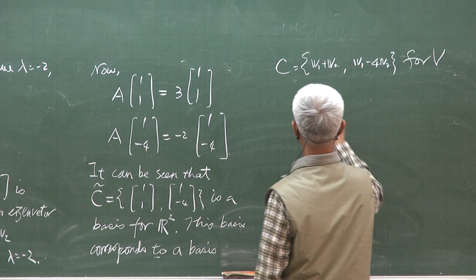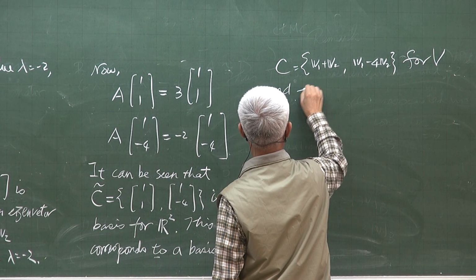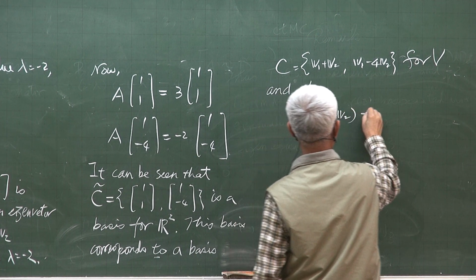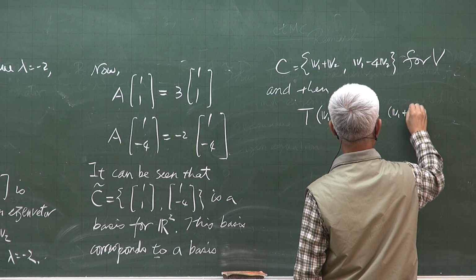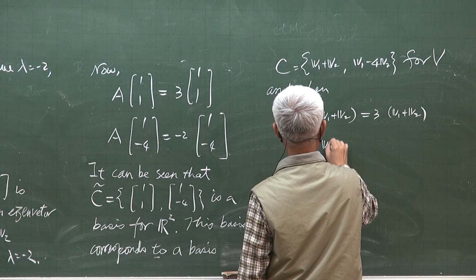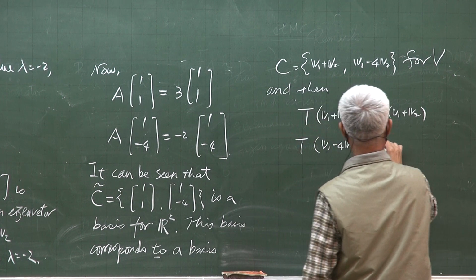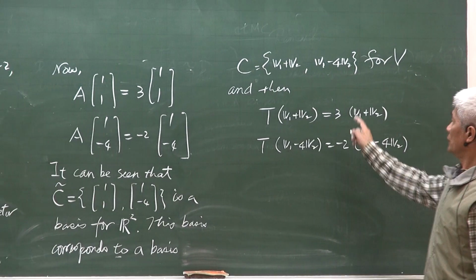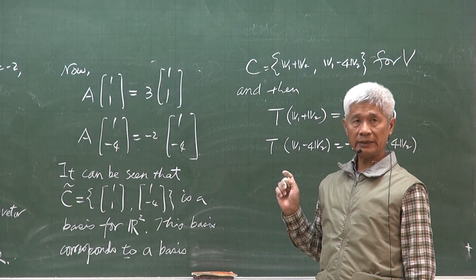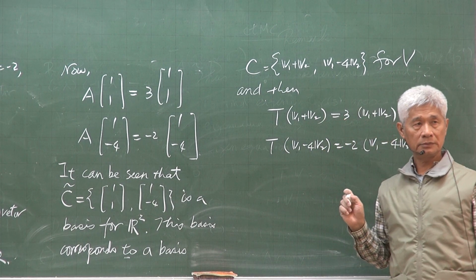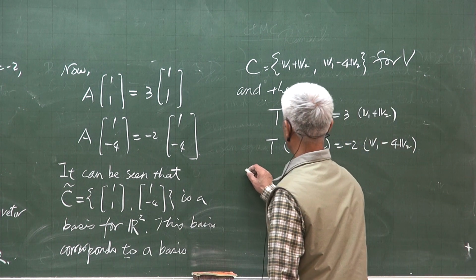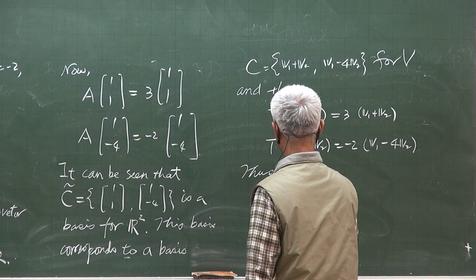Okay, and then T of V1 plus V2 equal to 3 times V1 plus V2, and T of V1 minus 4 V2 equal to minus 2 times V1 minus 4 V2. They are corresponding to these two eigen equations. Right?